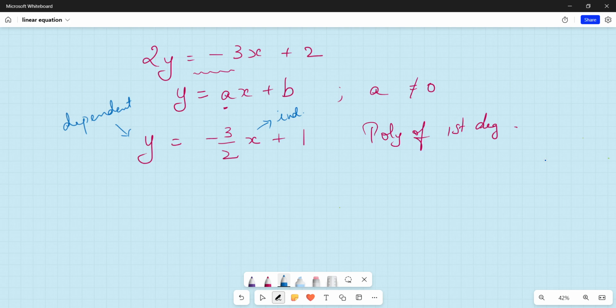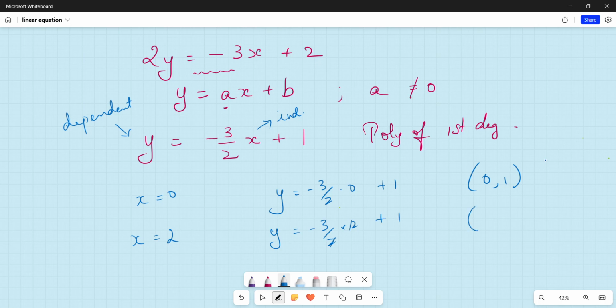Suppose x was 0. What would the value of y be? y would be minus 3 by 2 into 0 plus 1, or y would be 1. So 0 comma 1 is one value. Let me take 2 for x. X being an independent variable can take any random value. So x being 2, y would be minus 3 by 2 multiplied by 2 plus 1, which is minus 3 plus 1, so minus 2. So the coordinate would be 2 comma minus 2.